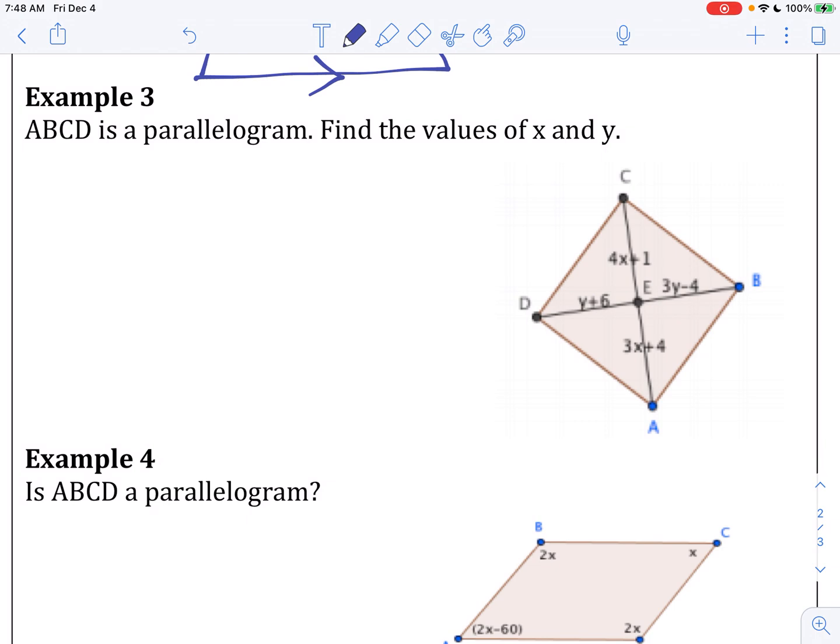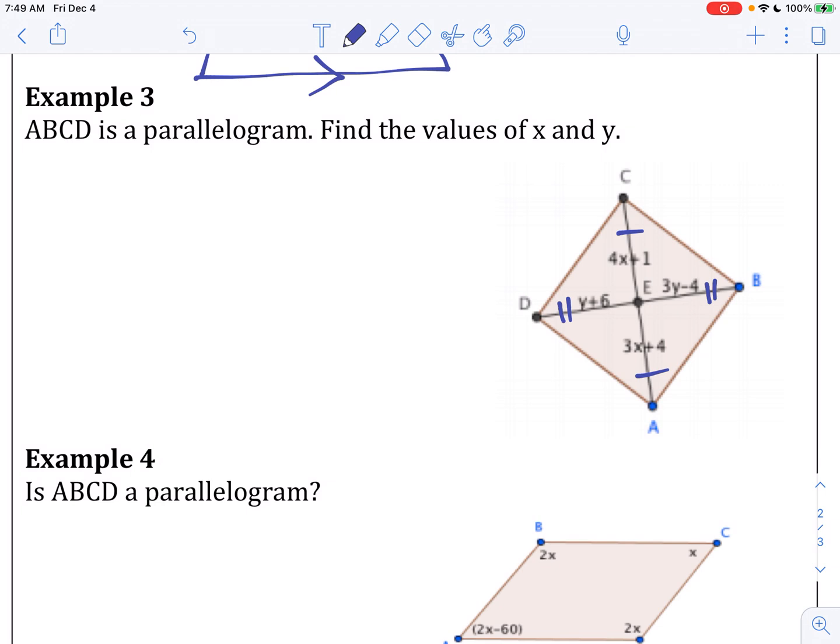All right, here's a hint if you're stuck along the way. We know, since it's a parallelogram, that those diagonals bisect each other. Okay, so if you were stuck, that's your hint. See if you can write two little equations to solve for x and y. Okay, so let's try it out.